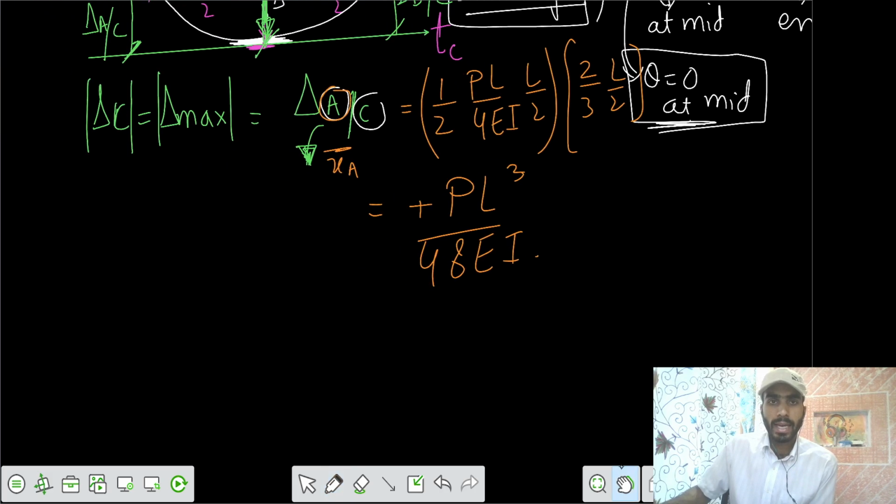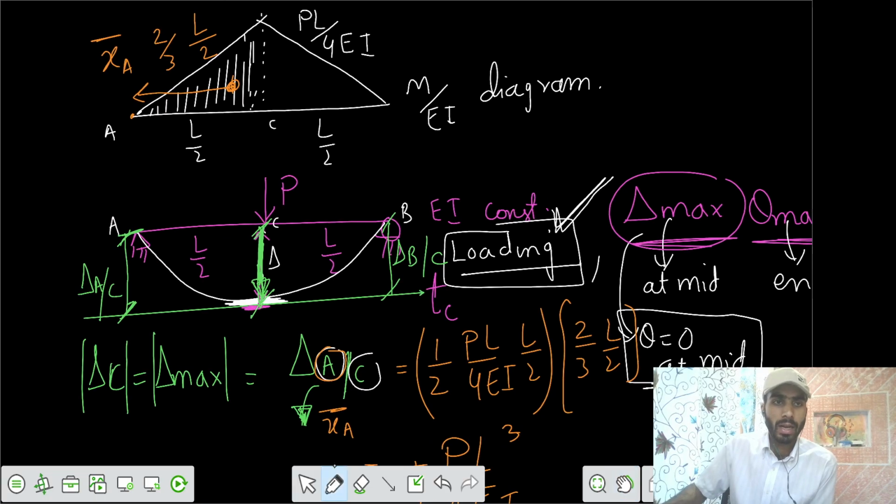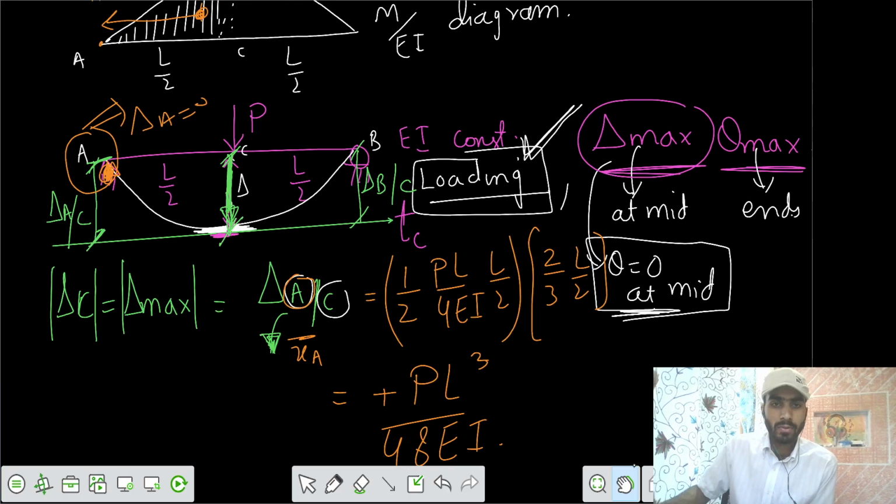So this is our delta A, but if we ask what the value of delta A is in the actual scenario, delta A is 0 because it is supported here, it can't go anywhere. But the thing is, we got delta A with respect to tangent at C. So we can show the sign: delta A is upwards with respect to the point C. If you got positive, that means point A is above your reference point C.